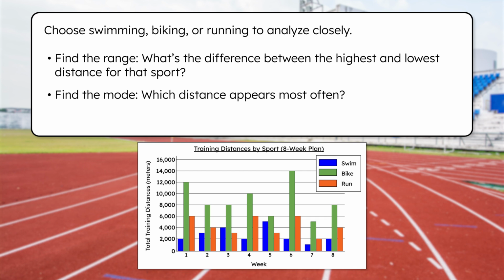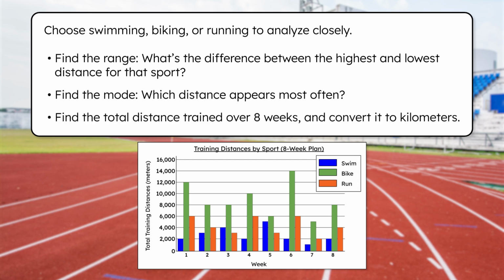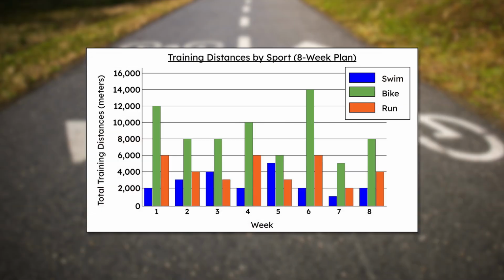Then find the mode, or the most frequently occurring distance. Finally, convert the total distance in meters trained over all 8 weeks to kilometers. Record all your thinking in your guided notes. I'll show you my work with biking.